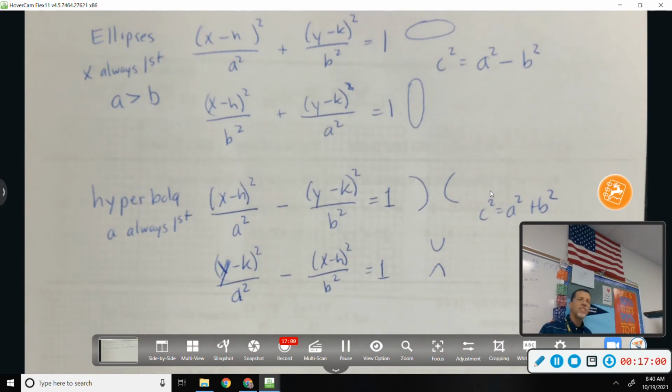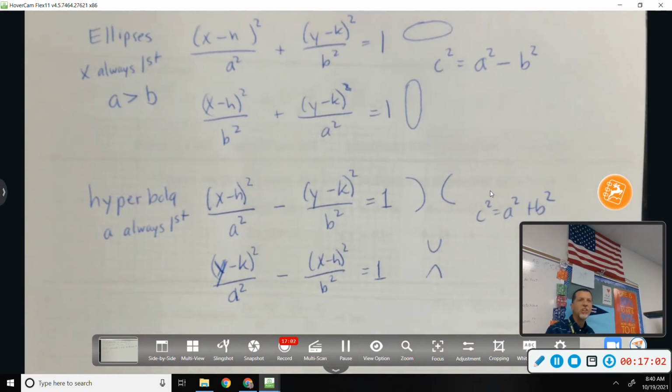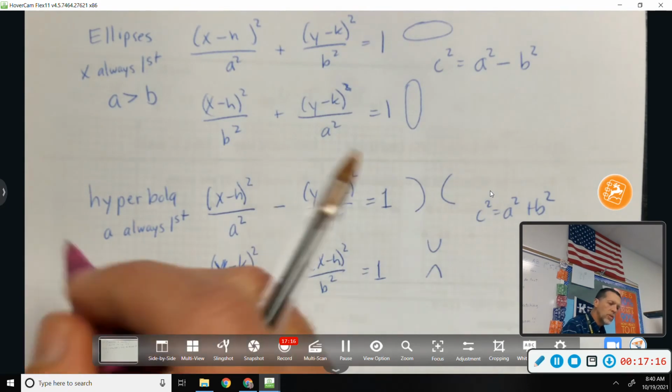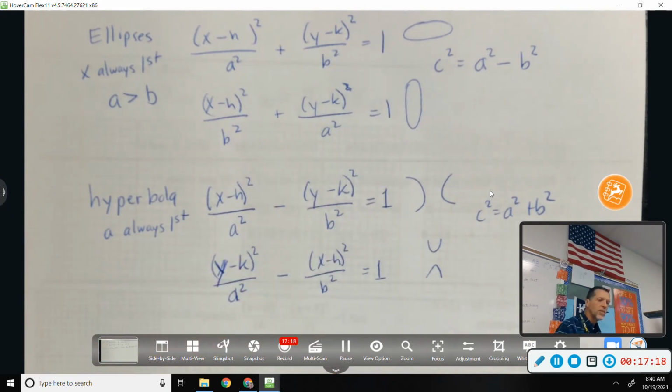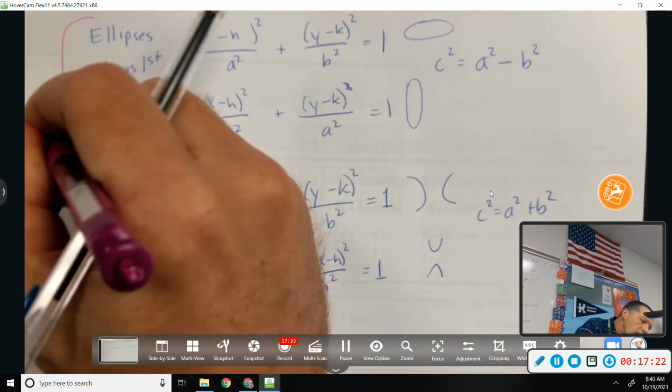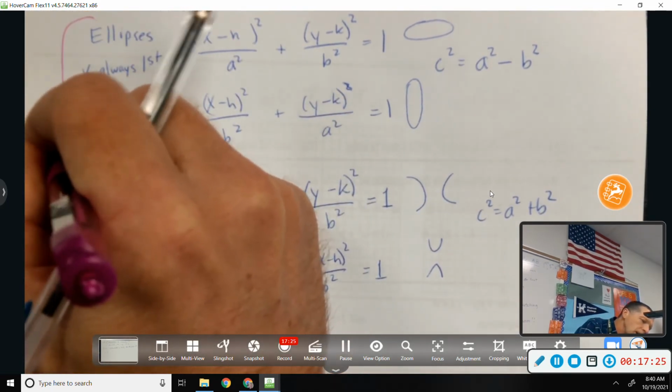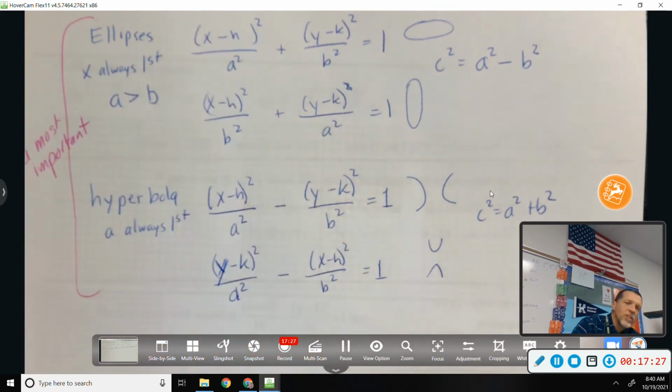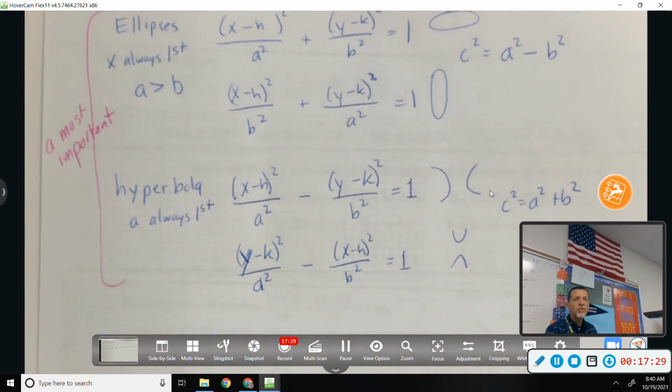So there's the entire unit in one page. Obviously there's a little more than that, but that's pretty much it. So any questions on that, like big picture? Remember, A is always the most important one, because in an ellipse, A is bigger and it determines which direction you go. In a hyperbola, A is first, and so it determines which direction you go.